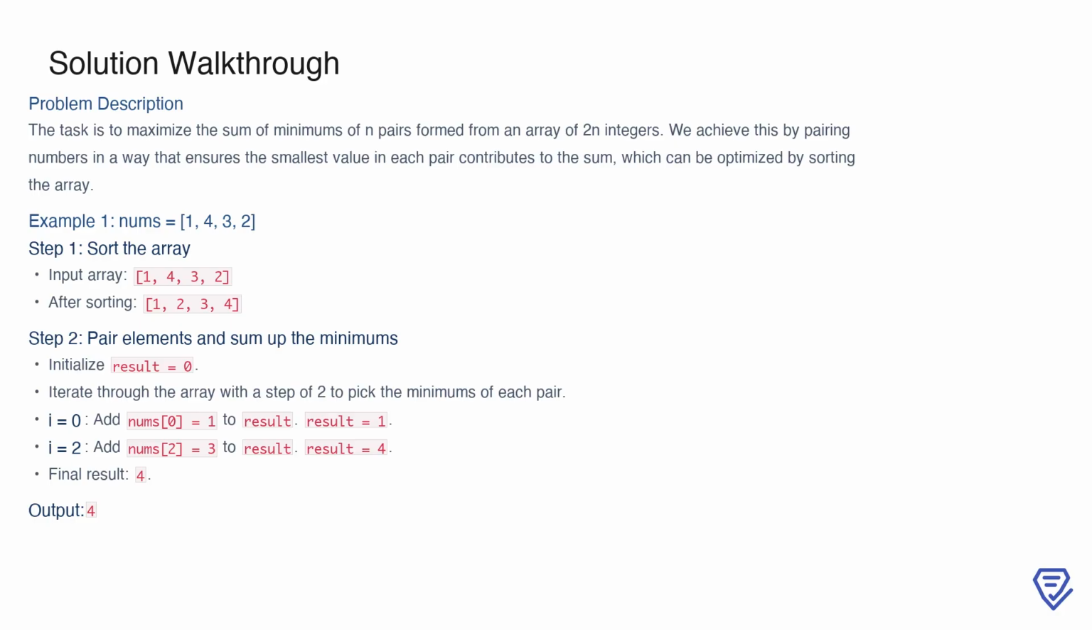Let's look at an example. For the input array 1, 4, 3, 2, the first step is to sort it, resulting in 1, 2, 3, 4. Once sorted, we pair elements by selecting every other value, starting from the first index. This ensures that we are summing the smallest values in each pair. Specifically, at i equals 0, we add 1 to the result, and at i equals 2, we add 3. The total sum becomes 4. Therefore, the output for this example is 4.